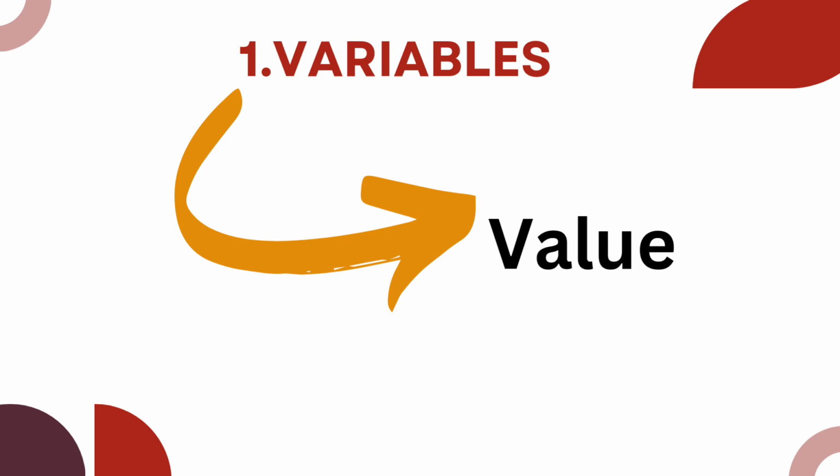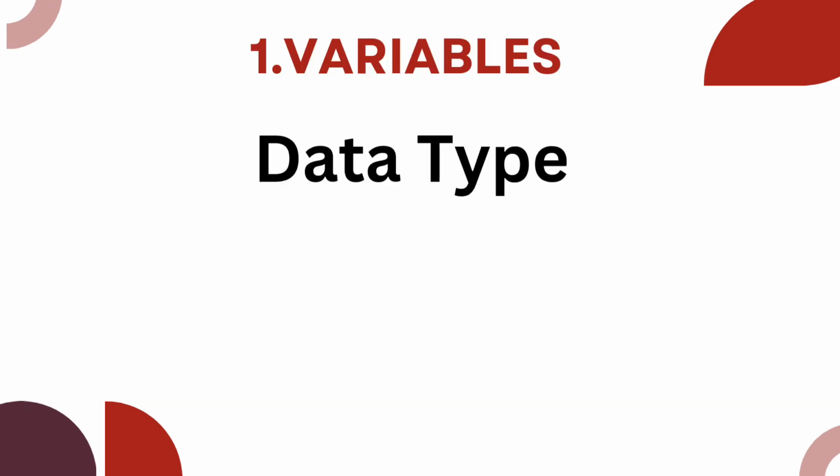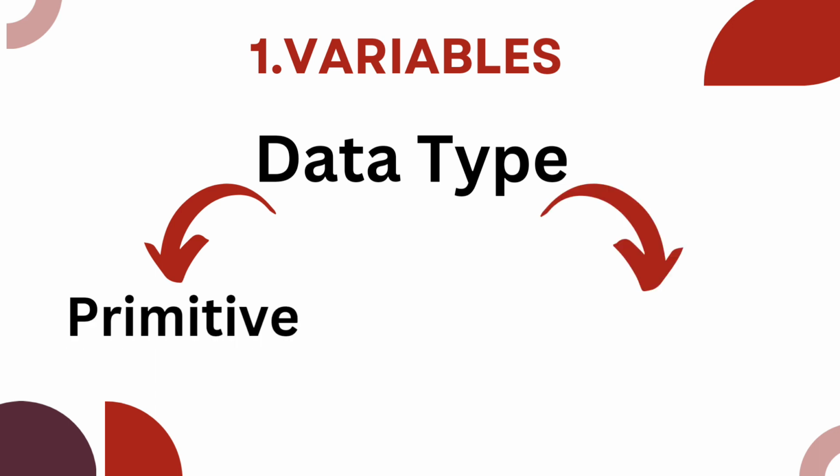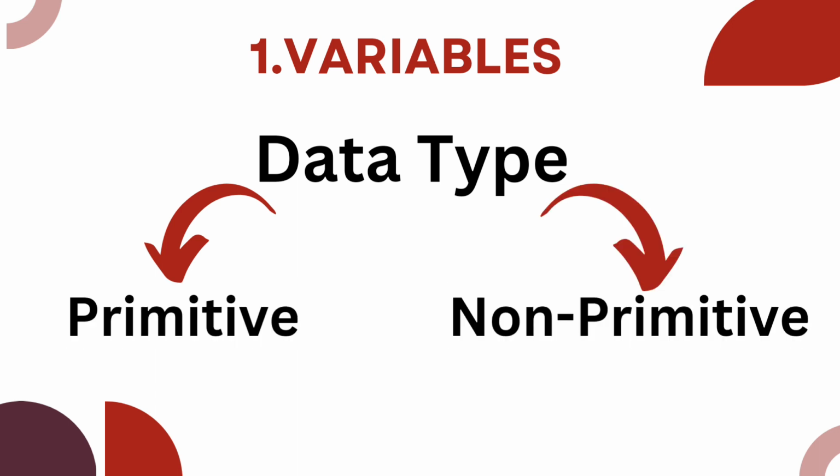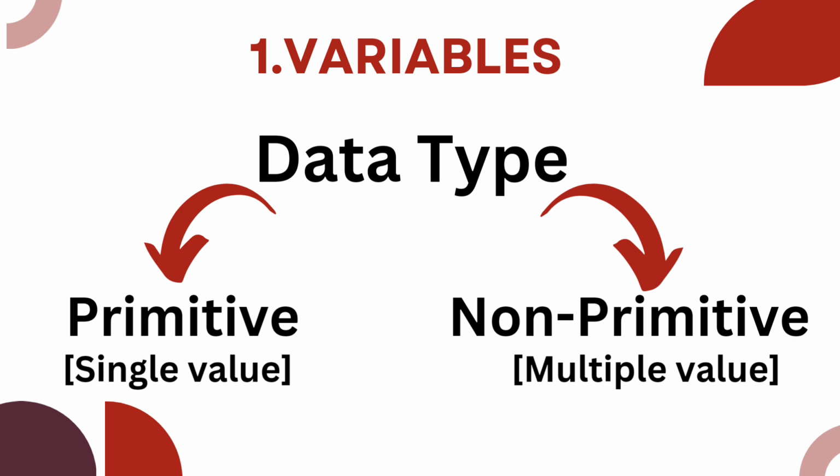Like that, we have different data types in Java. We can split them into two types: one is primitive and the other is non-primitive. A primitive data type holds a single value, and a non-primitive data type can hold multiple values using one variable. So that is a simple explanation for this one, and let's go to the next one.